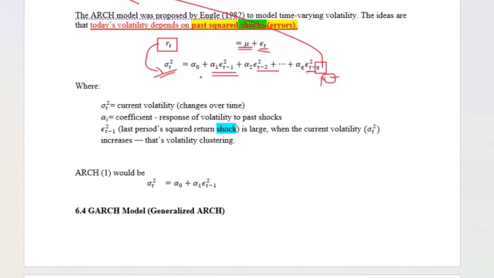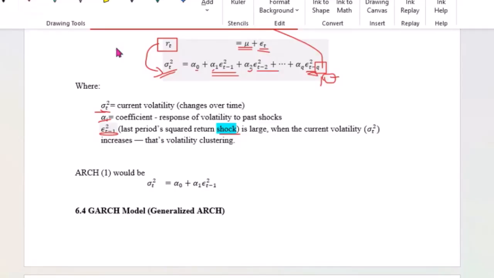So that is the ARCH model in its mathematical representation, whereby this is the current period's volatility. Alpha is the coefficient, this alpha 1, alpha 2 are coefficients, and then this E is the shocks, the period squared return shock. We can have shocks up to Q, where Q is the number of past periods we are considering.